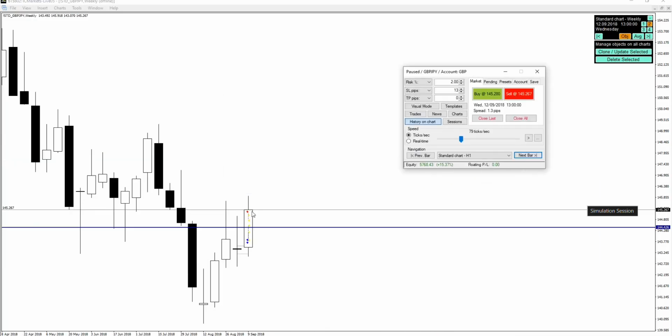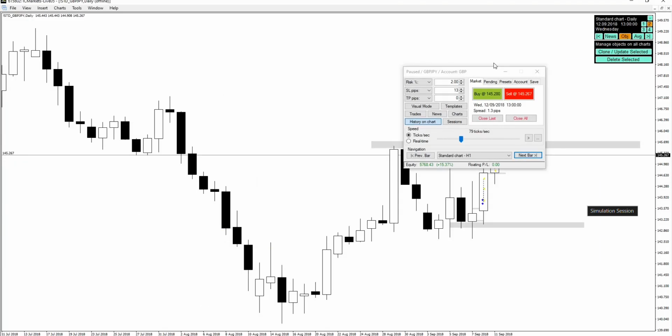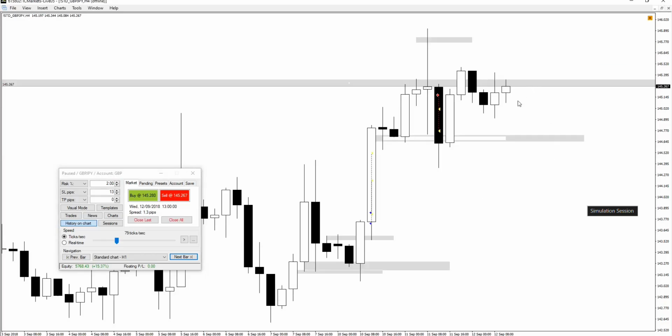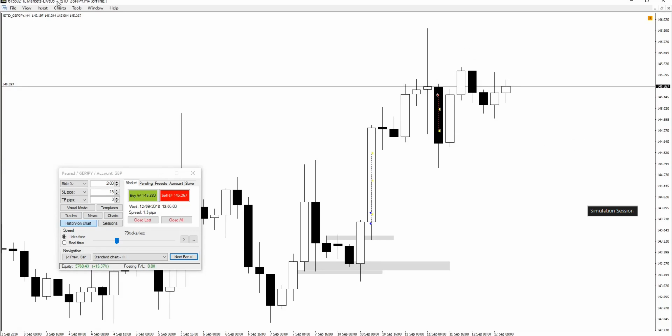Let's take a look at the weekly. Weekly is bullish here. Daily is, oh, that daily candle closed bullish at resistance, right? Let's take a look at the 4-hour here. Let's remove everything. All right, and let's see if we have a support over here.